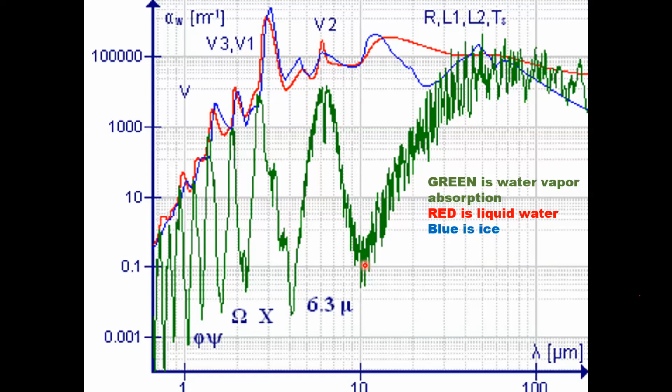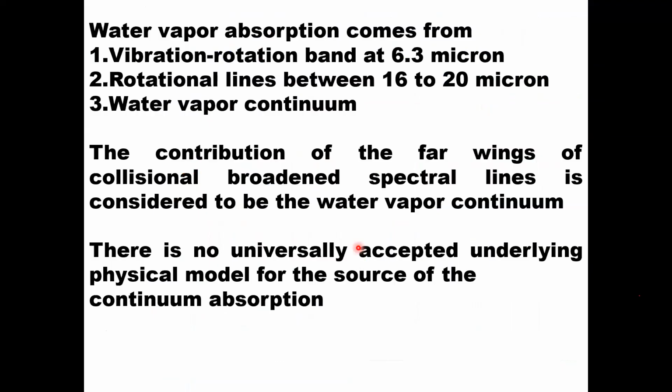So to summarize, the spectral absorption band of water is very complicated. There are 3 things. One is the vibration-rotation band at 6.3, and a rotational band going from 16 all the way to 40 or even 100. And in between, there is what is called the water vapor continuum. That is a weak absorption between the 2 bands. Now, interestingly, even today, there is no universally accepted physical model for this absorption. It is assumed to be due to hundreds and thousands of lines, their tails coming together near 10 micron, and although each one contributes very little, the sum of this is not negligible.